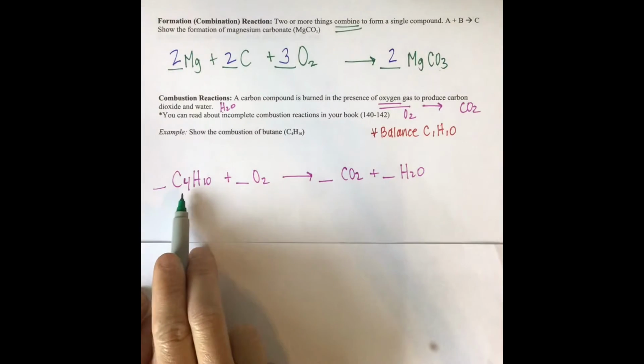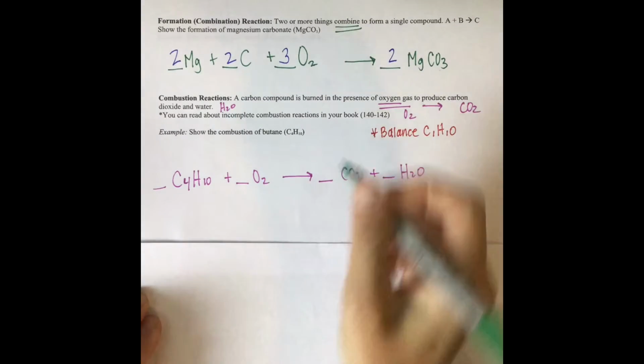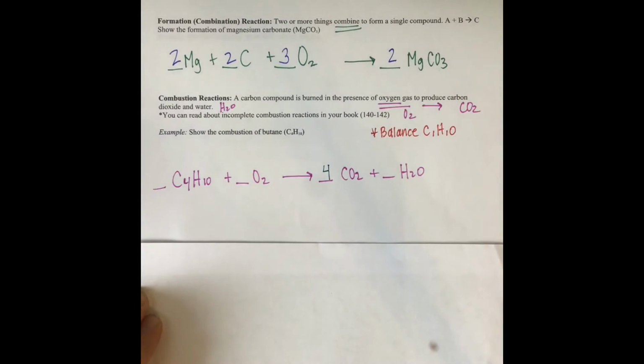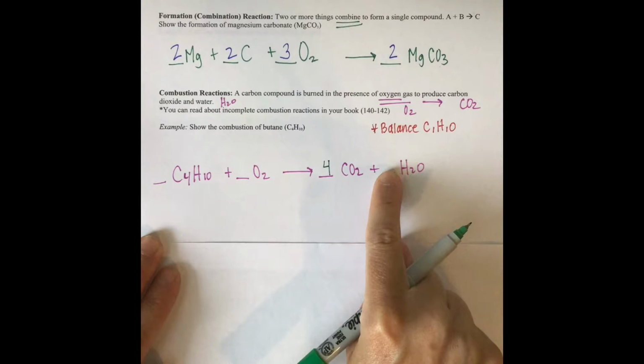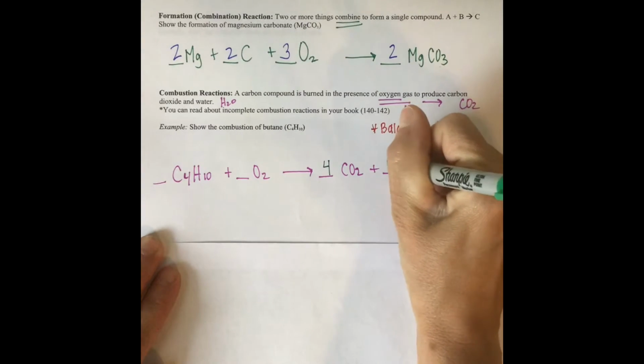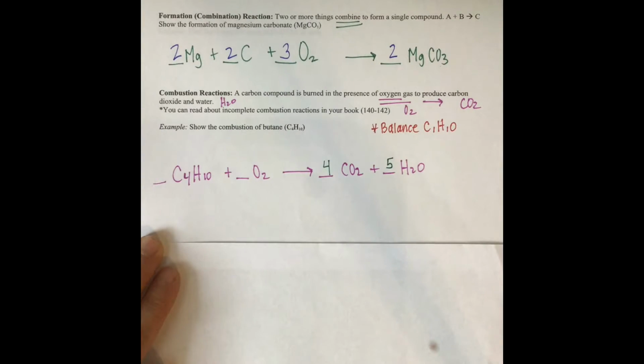All right, if we look at our carbons, I have 4 on the left, so we need to make 4 on the right. Hydrogens, I have H10, 10 of them. So I need something here times 2 to make 10 hydrogens. This would be a 5.